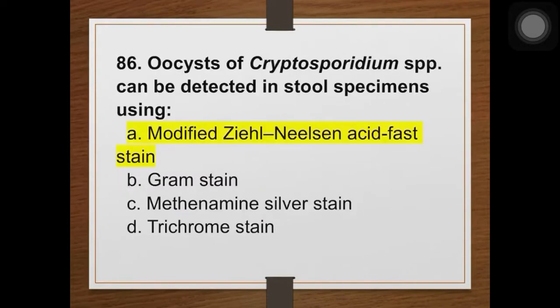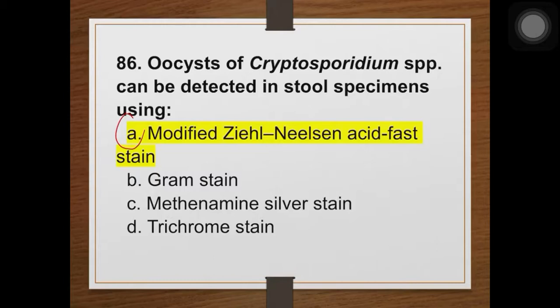Number 86. Oocysts of Cryptosporidium can be detected in stool sample using, remember, ano yung concentration technique for Cryptosporidium? Sheeter sugar flotation technique. Stain for demonstration, we have yung modified acid fast and fluorescent stain. Correct answer 86A. Again, Cryptosporidium, common siya nagkakaroon ng diarrhea sa mga patient na immunosuppressed, for example, yung mga patient with HIV. Concentration technique for Cryptosporidium, we have the Sheeter sugar flotation technique.